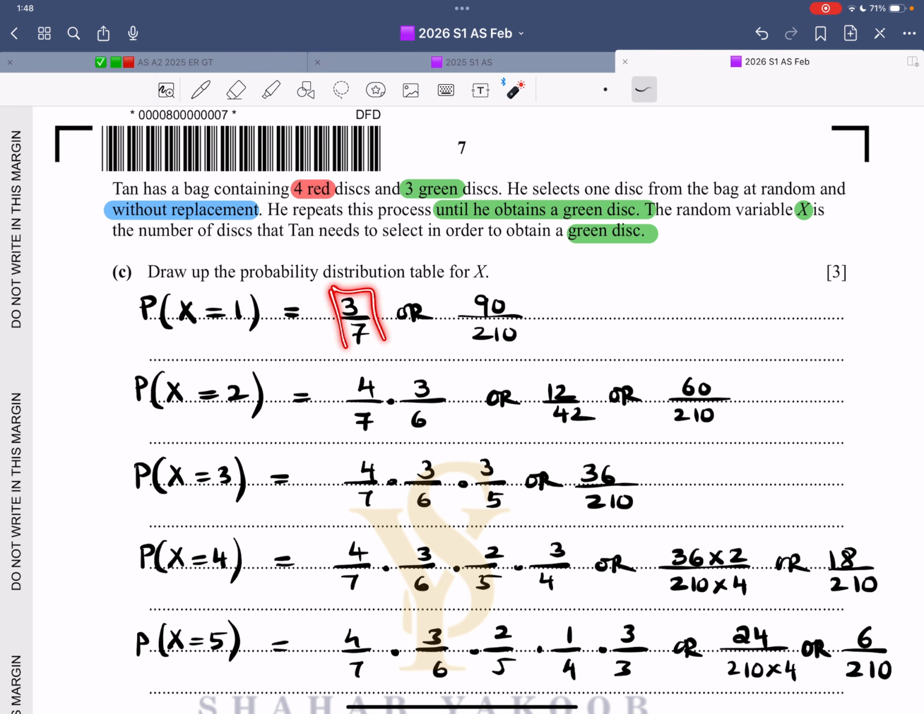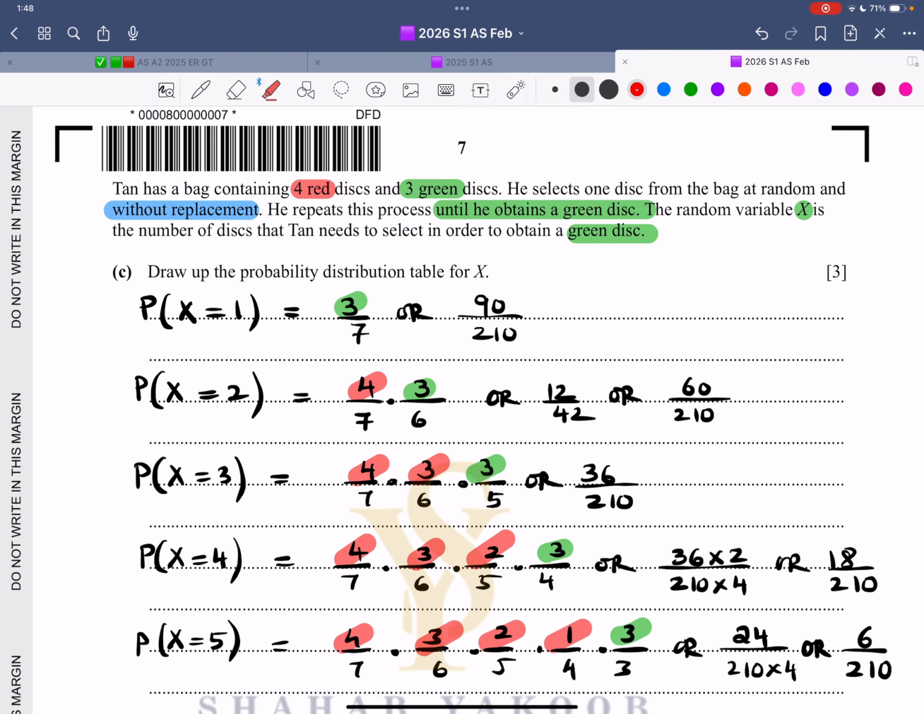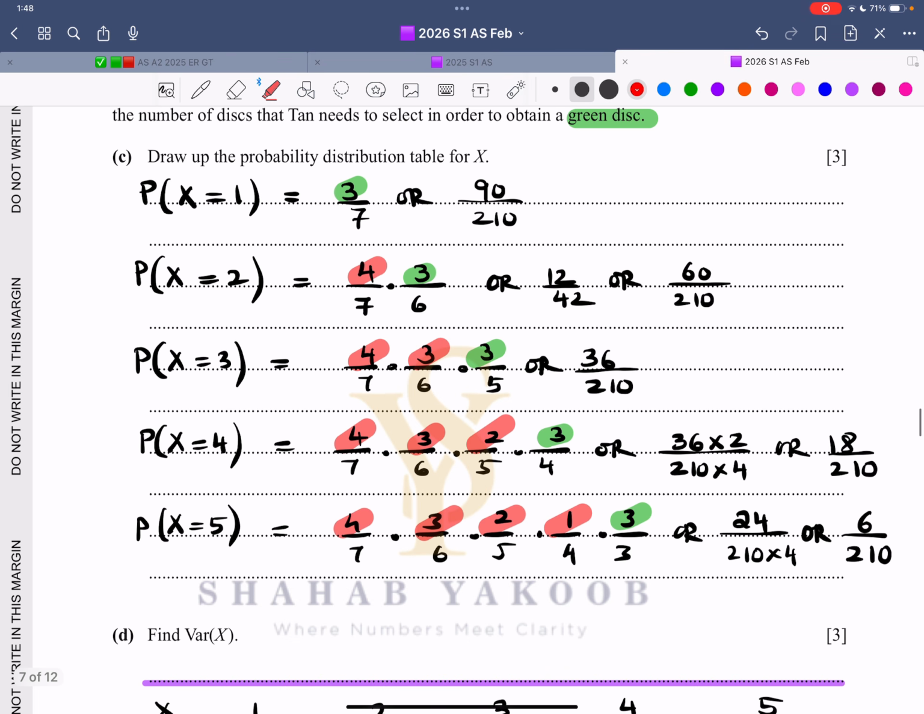So getting success on the first one, that is 3 out of 7. So now let me focus on this. This is green. Now let me just focus on the green color like this. And getting successful on the first event, that's a very good thing, 3 out of 7. Getting successful on the second, that means the first one is red, the second one is green. And then 2 red, 1 green, and then 3 red, 1 green, and then 4 red, and the last naturally will be green. So focus on the denominators: 7, then 7 and 6, 7, 6, 5, 7, 6, 5, 4, 7, 6, 5, 4, 3.